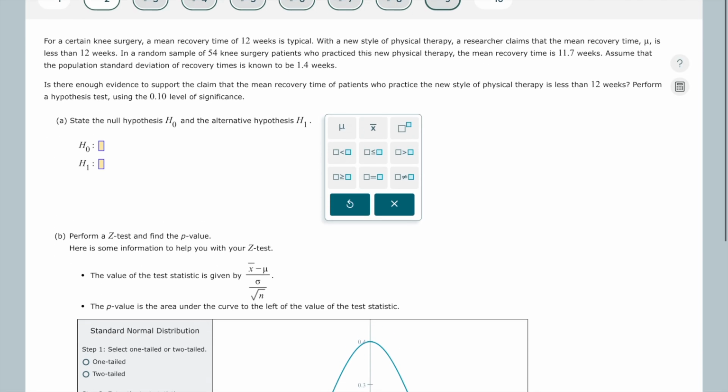All right, now you actually got to work a problem out and do the full one. They don't give it to you. So we got a knee surgery and how long it takes to recover. Is there enough evidence to support the claim that the mean recovery time of patients who practice this new style of physical therapy is less than 12 weeks?